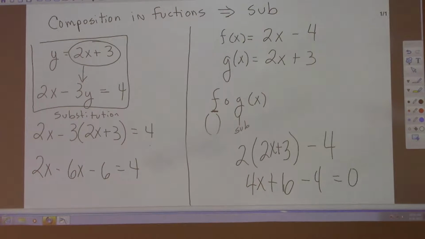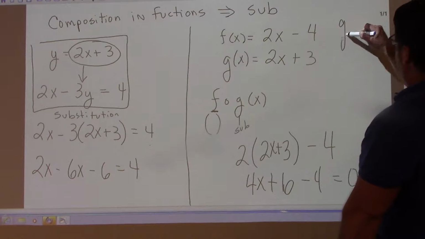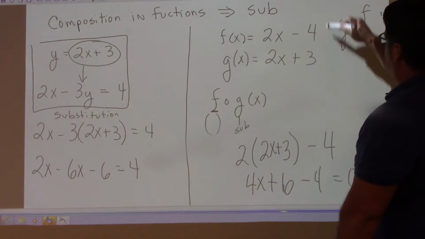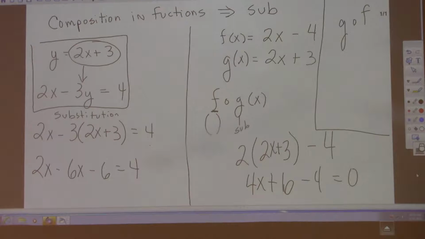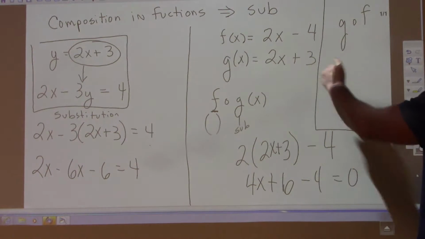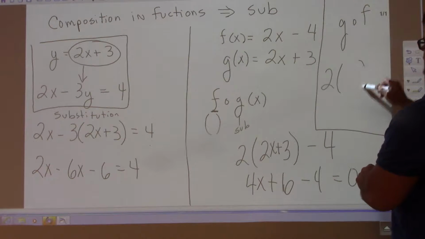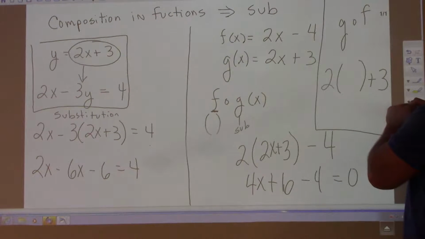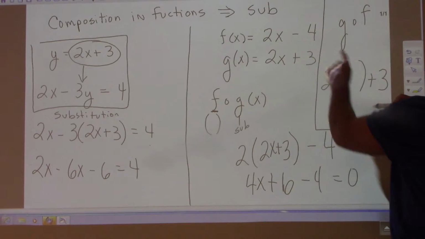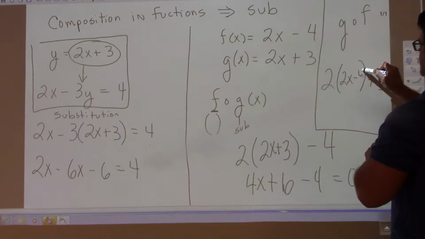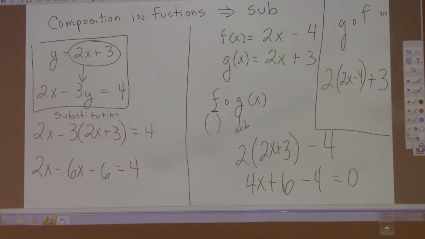What if I give you g composed of f? What would g composed of f be? Well, you would write this in terms of parentheses, and then what would you plug in? 2x minus 4. That's the difference between f composed of g and g composed of f. It's not very difficult, is it?